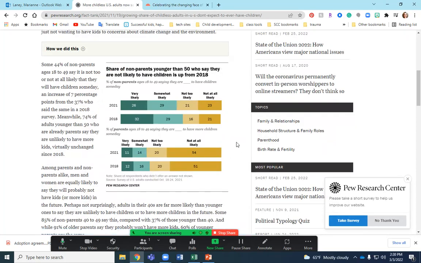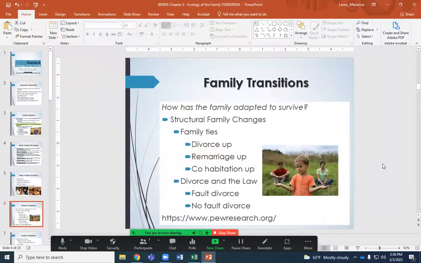And this one here, percent of parents 18 to 49 saying they will still have more children someday. Not likely at all, about more than half. Not too likely, maybe, for sure. Geez. So listen, this is how things work now, right? This is how life changes, right?